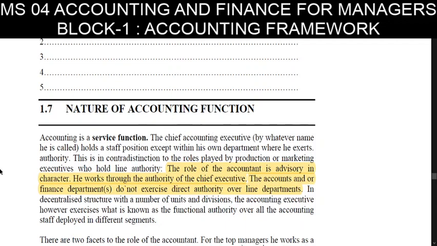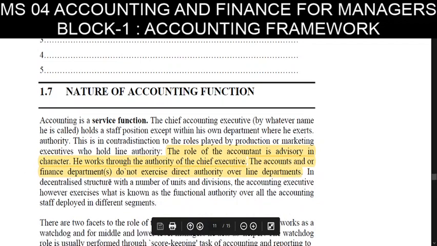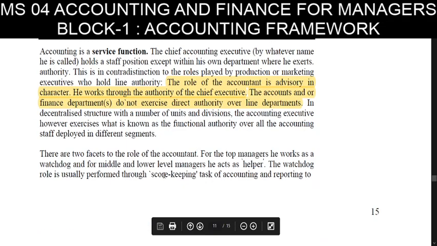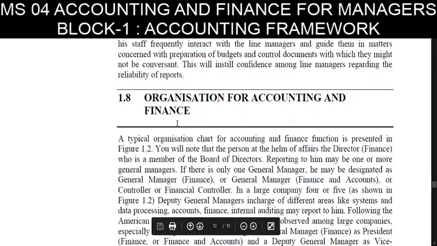Okay, the last part, I think. Nature of accounting function. The role of the accountant is advisory in character, means he gives advice. He works through the authority of the chief executive. The accounts or finance department do not exercise direct authority over line departments. Okay, it's very direct. Understand this.